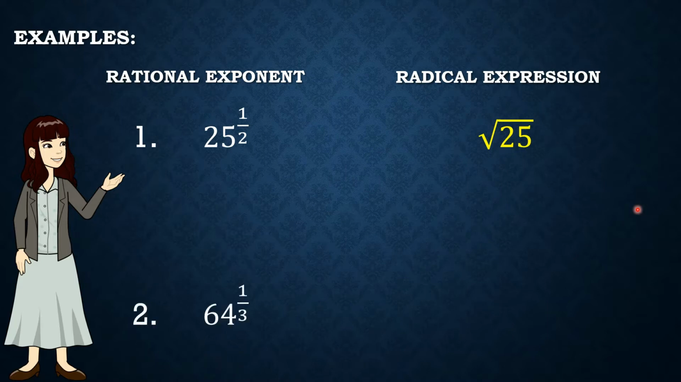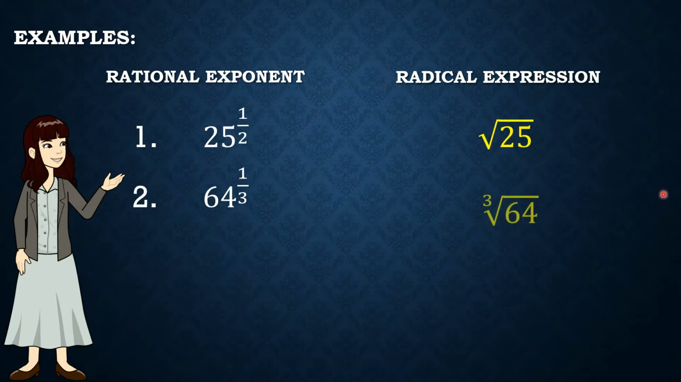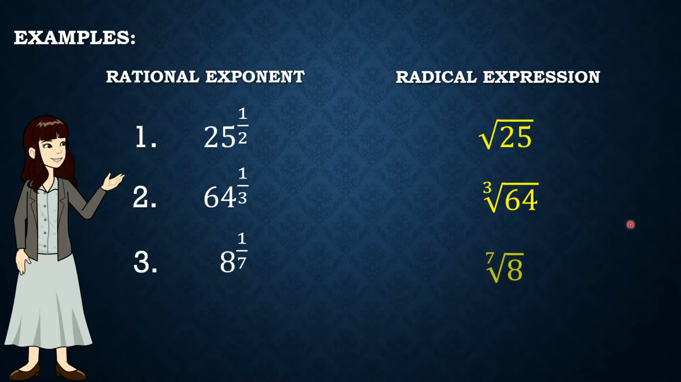Next, 64 raised to 1/3 can be written as the cube root of 64. Our index is 3 and our radicand is 64. Number 3, 8 raised to 1 over 7, so the 7th root of 8. 7 is our index and 8 is the radicand.